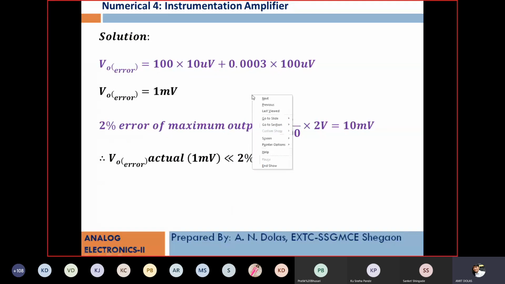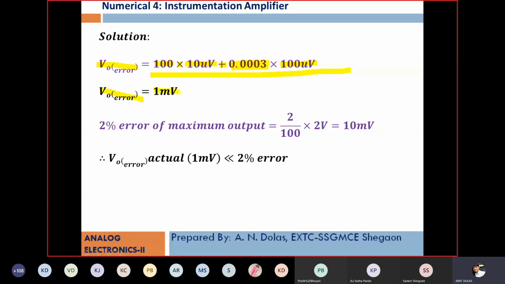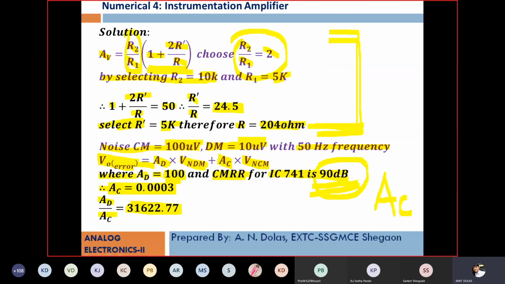So putting into the formula, VO error is equal to differential gain 100 multiplied by differential noise 10 microvolt plus common mode gain 0.003 multiplied by common mode noise 100 microvolt. Calculating this term, we get VO error is equal to 1 millivolt. Error voltage is 1 millivolt in this.